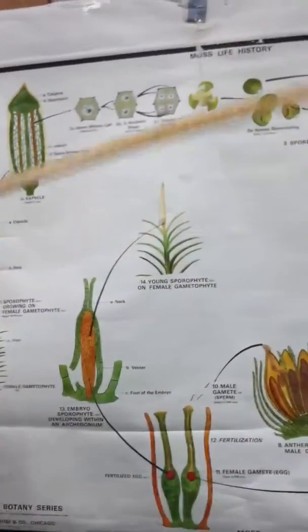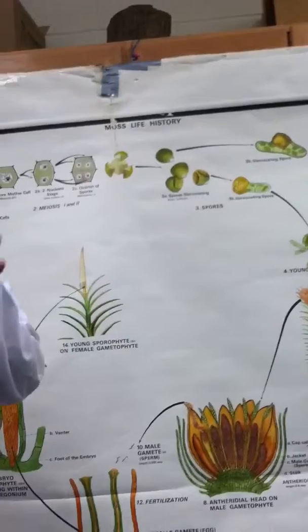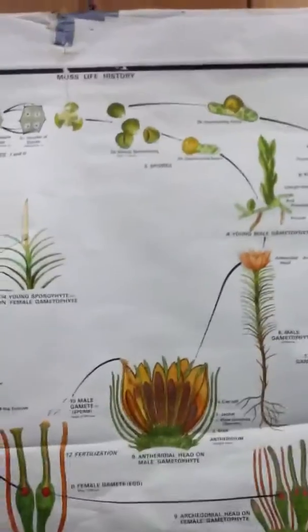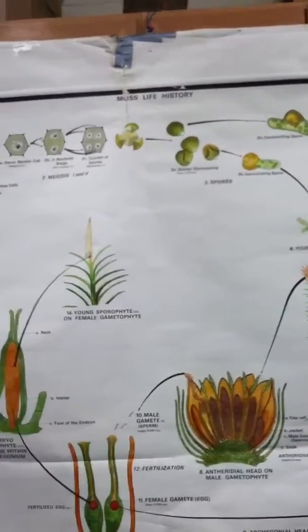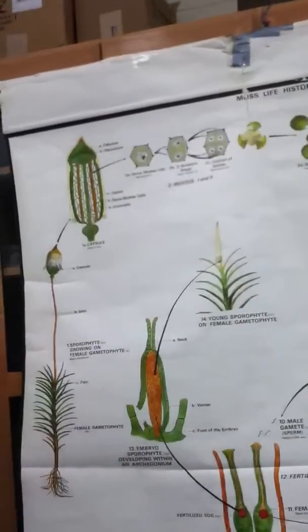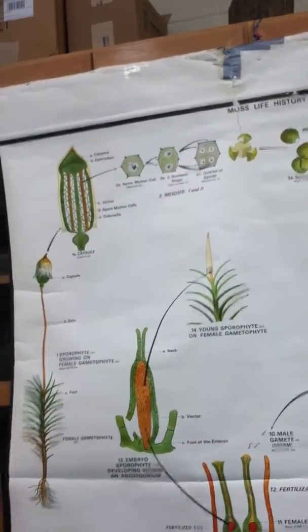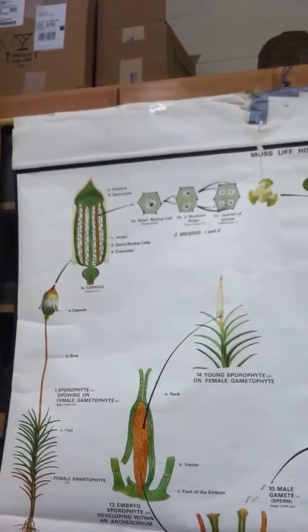Hopefully you can still see the life cycle right over there, sort of vaguely. Hopefully you know it by now. If not, this is a good time to refresh your memory. Okay, so let's go ahead and start with a nice mature bryophyte.